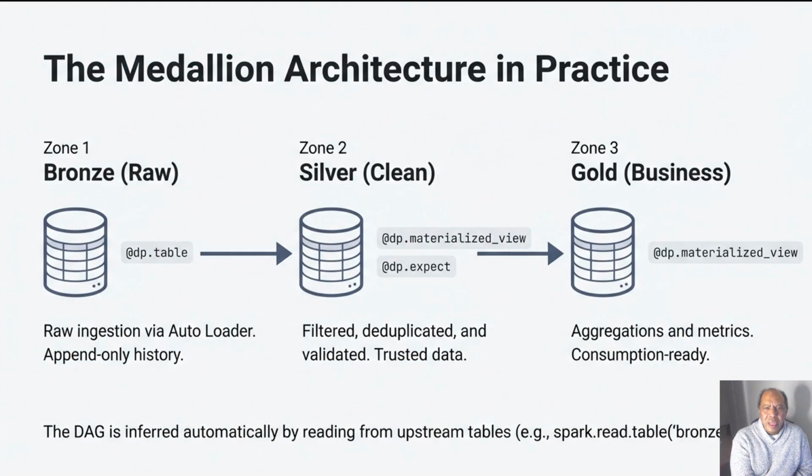Now, let us see how all the three pieces come together in the Medallion architecture pattern. This is the recommended approach for organizing your lakehouse. Like zone 1, the bronze layer. This is your raw ingestion zone. You are using dp.table here with streaming for a continuous ingestion via Autoloader.